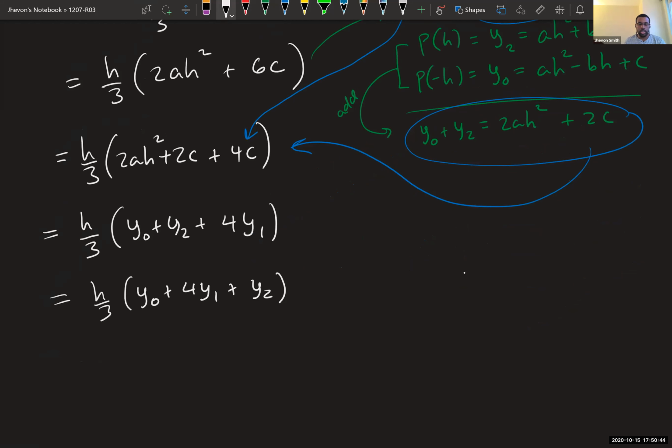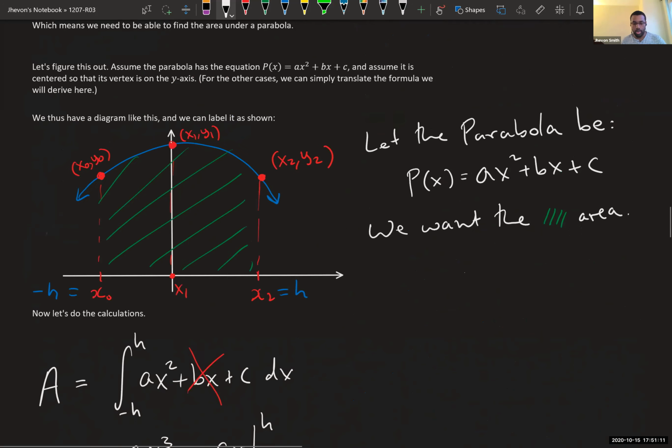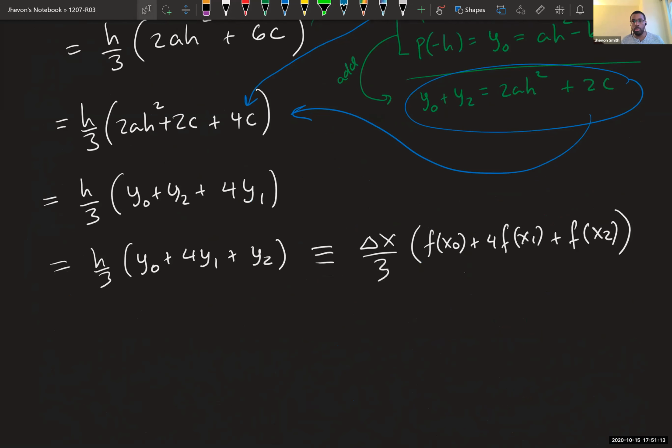Notice what my h is. This is equivalent to me saying the delta x, the distance on the horizontal, the subintervals. And this would be f of x0, this would be 4 f of x1, and this would be f of x2. So that's how I would find the area under a single parabola. I can actually just do this computation. Tell me three points that the parabola passes through, and I can tell you what the area under those three points is.